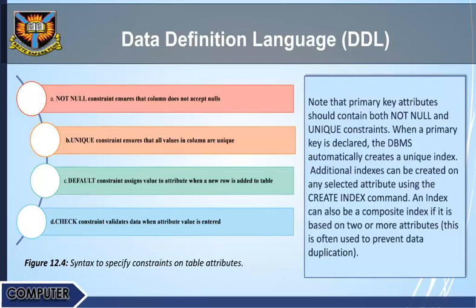When a primary key is declared, the DBMS automatically creates a unique index. Additional indexes can be created on any selected attribute using the create index command. An index can also be a composite index if it is based on two or more attributes. This is often used to prevent data duplication.